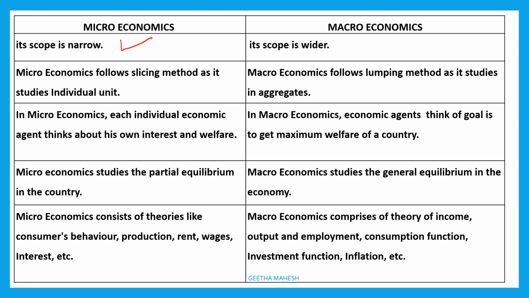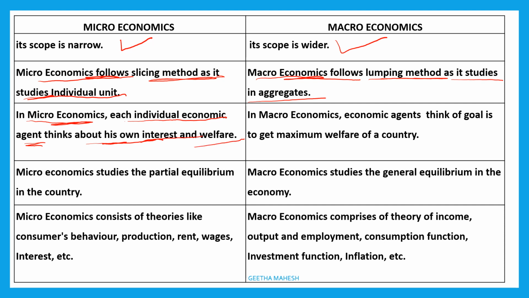Micro, its scope is narrow. For macro, its scope is wider. Microeconomics follows the slicing method as it studies individual units. Macroeconomics follows the lumping method as it studies aggregates. In microeconomics, each individual economic agent thinks about his own interest and welfare. In macroeconomics, the goal is to get the maximum welfare of a country.